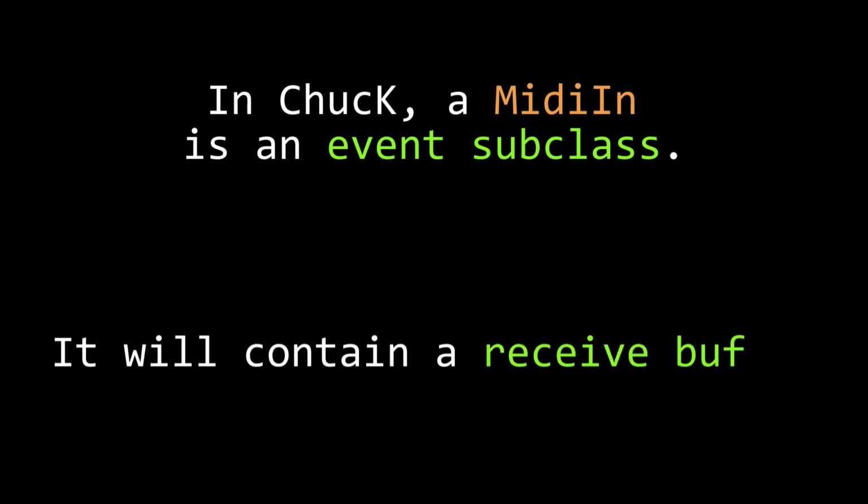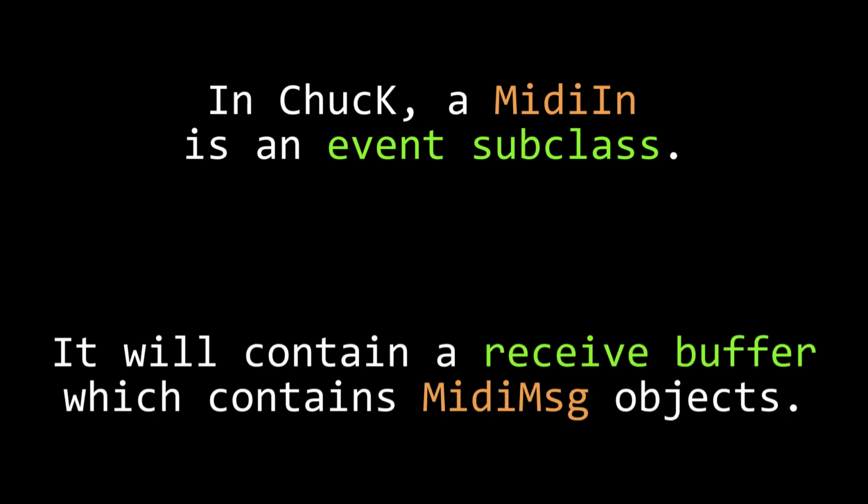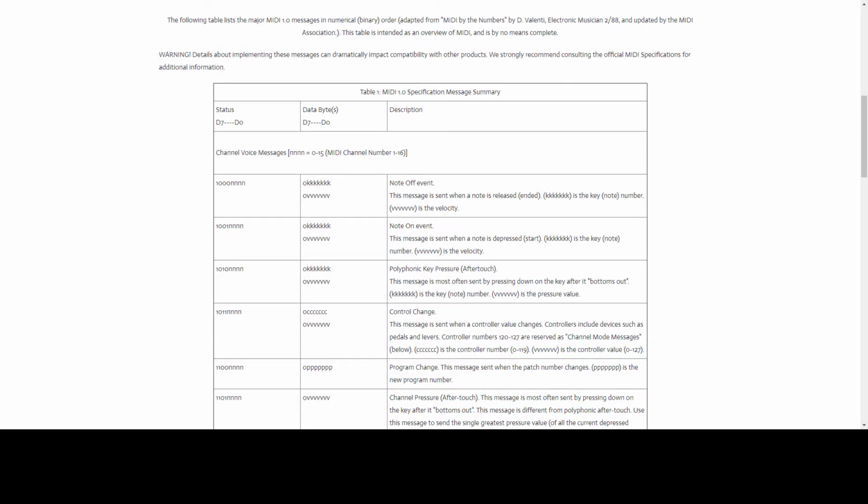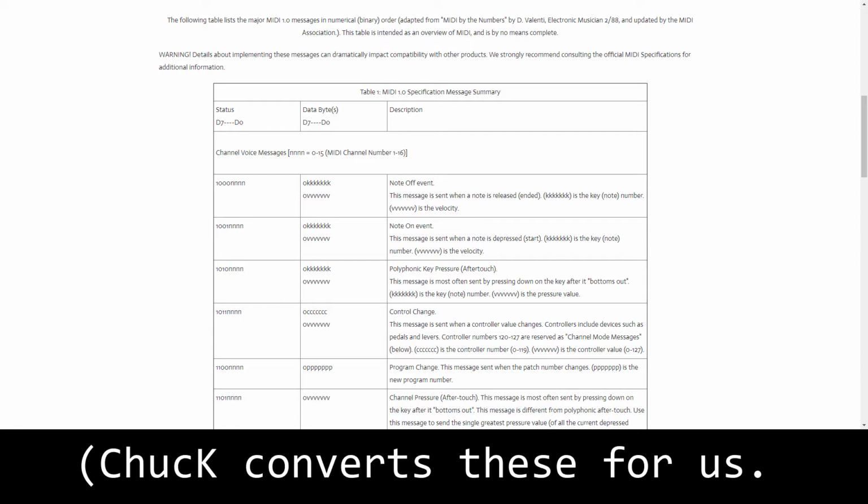Under the hood, MIDI events in ChucK work pretty much like keyboard input does. There's a class called MidiIn, which is a subclass of an event. Inside that is a receive buffer, and in that buffer is some number of MIDI messages. Those MIDI messages are a simplified version of the MIDI message protocol. Really reading a MIDI message involves teasing apart a set of ones and zeros that is usually represented as hex numbers. Thankfully, ChucK handles that conversion for us.